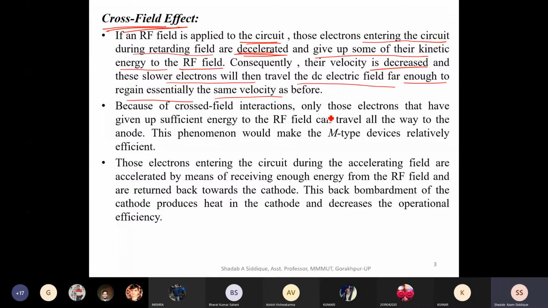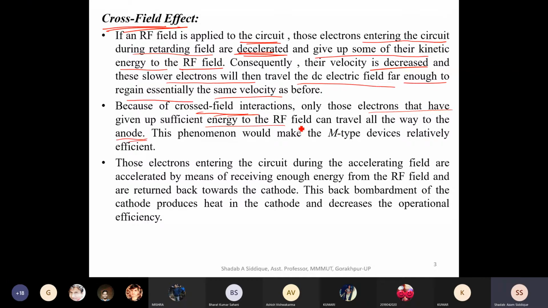So as they give up their energy, their velocity decreases, and they move further. Due to the DC electric field they again gain some energy, so maybe they come to a uniform velocity, or maybe the velocity increases. Because of the cross-field interaction, the magnetic field and electric field interaction, only those electrons that have given sufficient energy to the RF field can travel all the way to the anode.